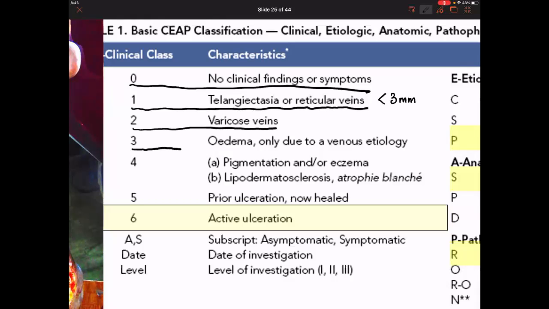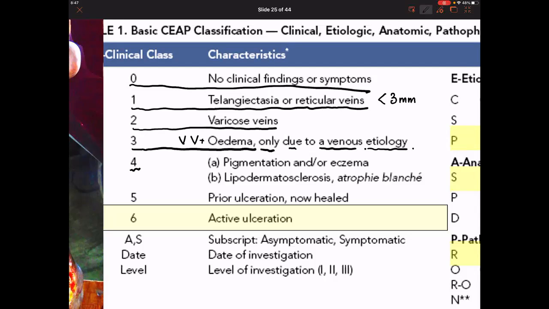Grade 3 is edema only due to a venous etiology. That means a patient who has a heart failure, please do not ascribe him to have a grade 3 clinical grade. No. Varicose vein and an edema. Please remember, people don't understand this. Varicose vein plus edema.